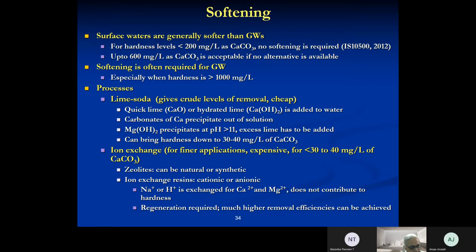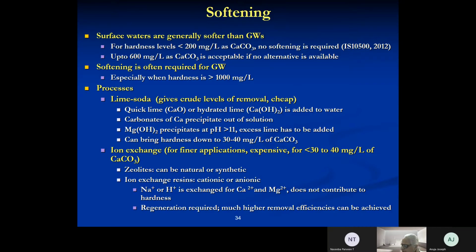So when you add quicklime to water, it will form the hydrated salt. So you will get calcium hydroxide, Ca(OH)2. You can add it either in solid form, this is a solid, or you can add it in the liquid form, the hydrated lime form. Okay, in either case, you get the same result. What will happen is that carbonates of calcium will form. So CaCO3 has very, very poor solubility. And this poor solubility means that they will precipitate out of solution.